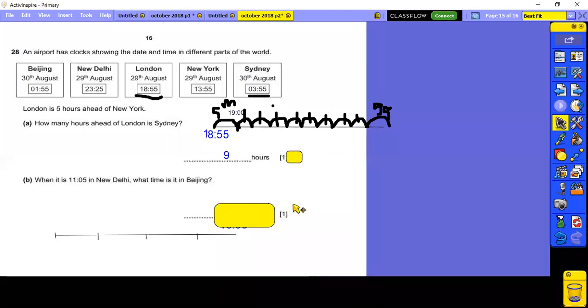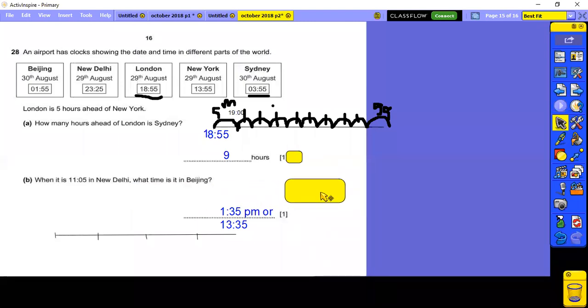Let me see who did number B right. I want to see the answer from Marwan. What's your answer? 13:35. 13:35. Yes, it's right. So you have two ways of answering this question. Either you tell me 13:35 or 1:35 p.m. Also, can you tell me, Marwan, how you did this answer? Because it's a little bit tricky.